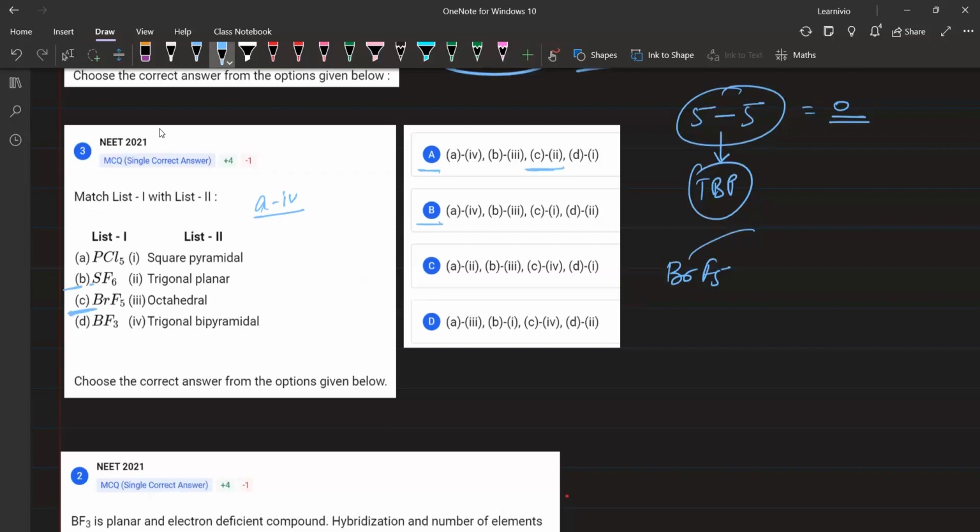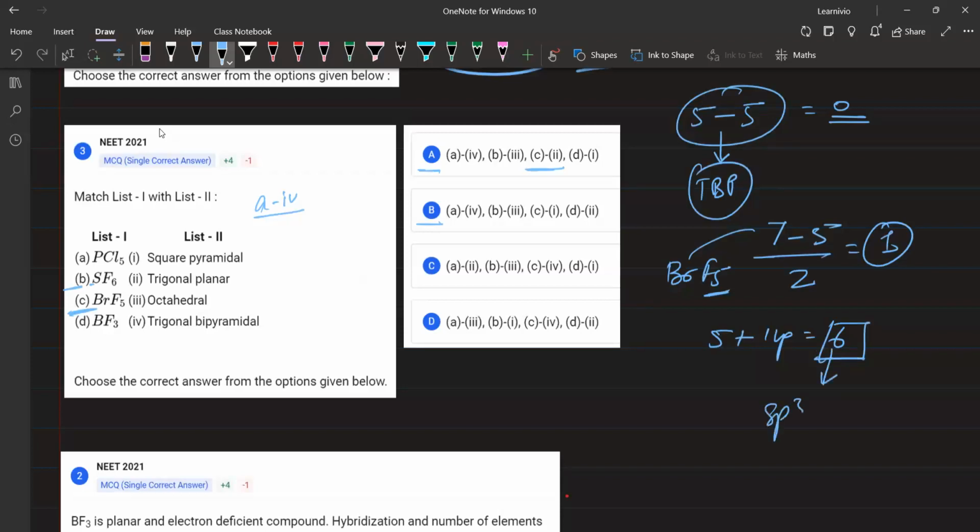So bromine has 7 electrons, 5 electrons are present. If I divide, then I will get 1. That is 1 lone pair. So we have 5 bonds plus 1 lone pair. So 6. That is why the steric number is equal to 6. When steric number is 6, the hybridization is going to be sp3d2, right? And in sp3d2, we have octahedral. But in octahedral, we have one lone pair. So it is A4 and C1. So C1 is option number B.